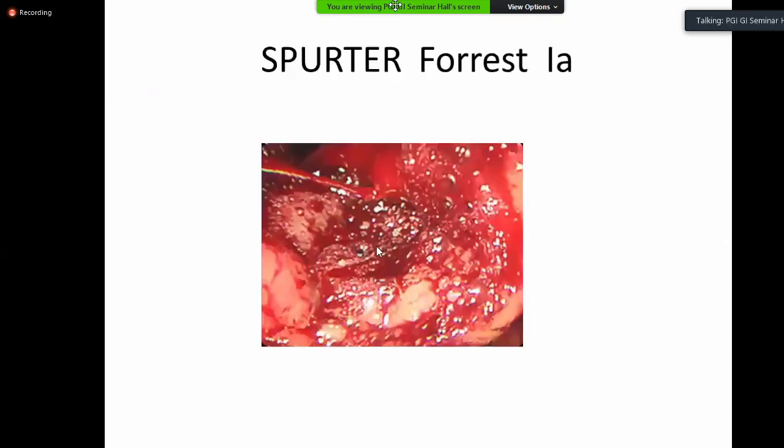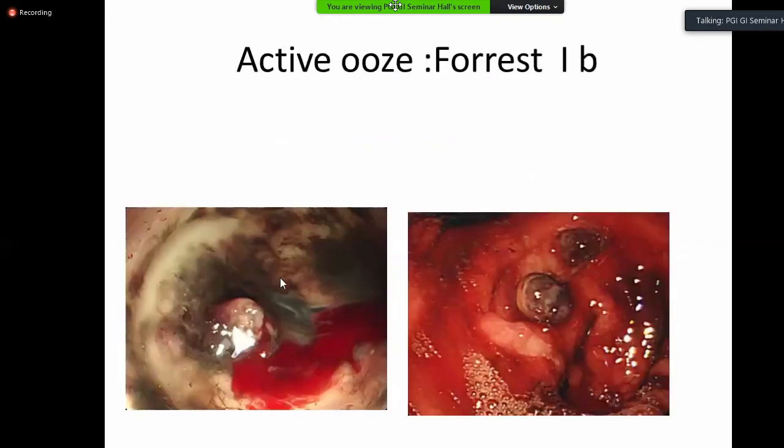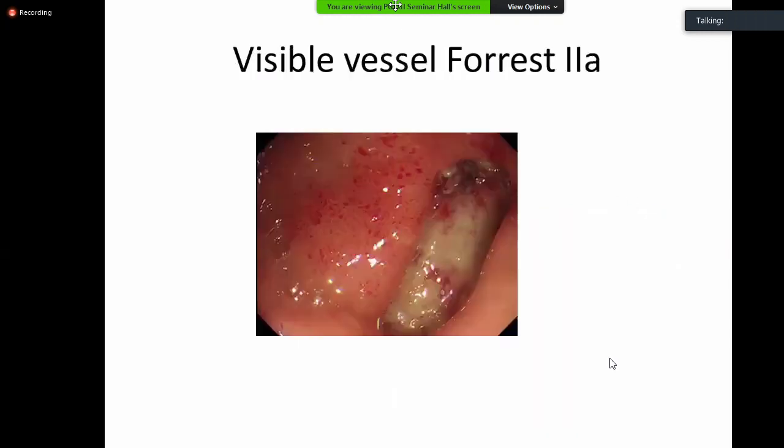Now, this is an example of spurter, Forest 1A. 1B will be active ooze. This is the visible vessel. This whole thing is the ulcer, and there is an active ooze going on. Here you have active ooze visible by smearing of the mucosa.